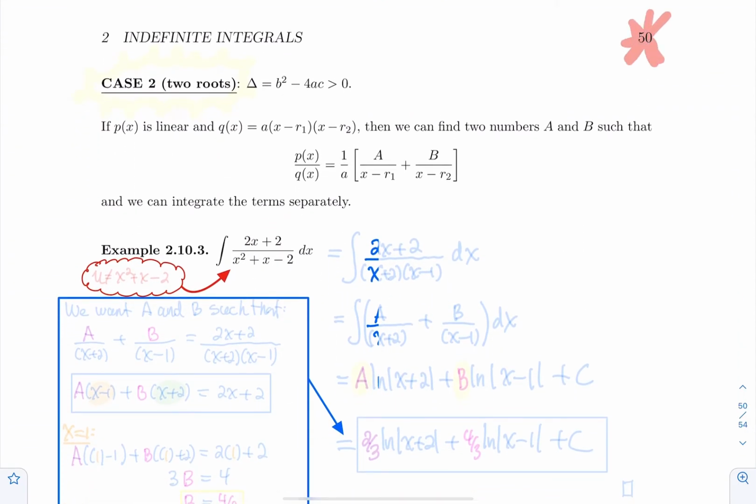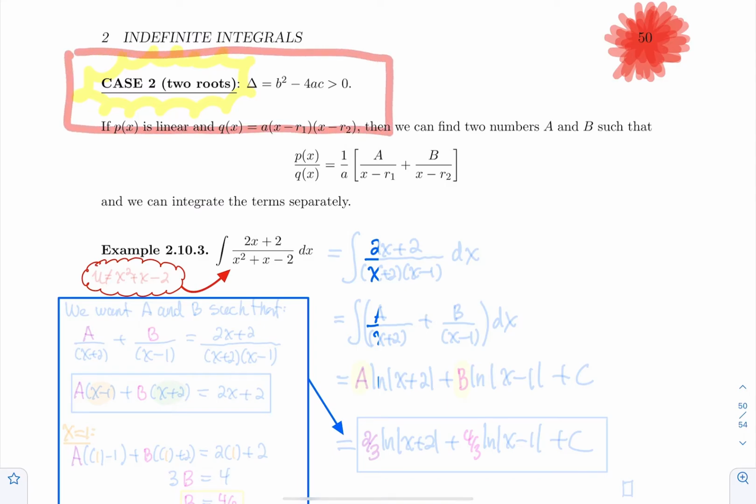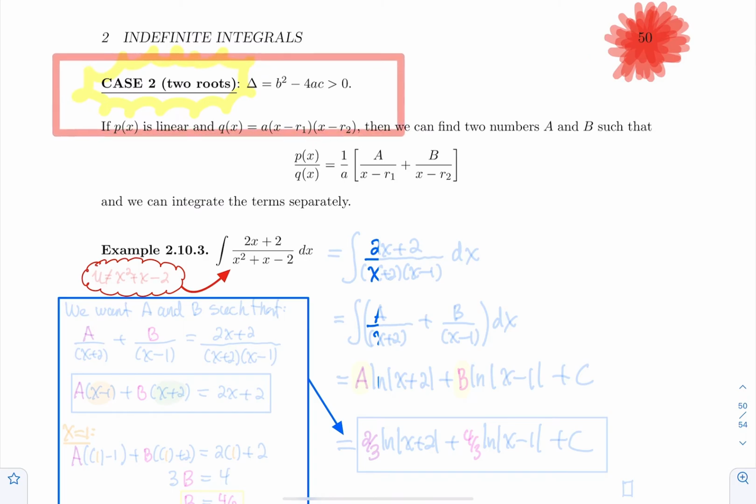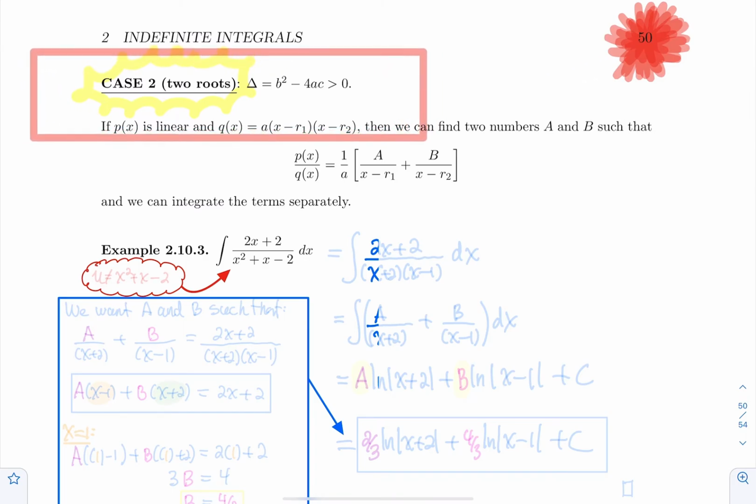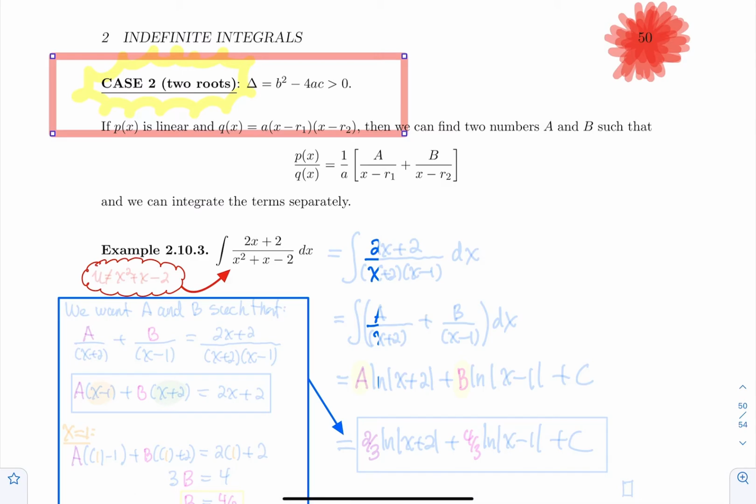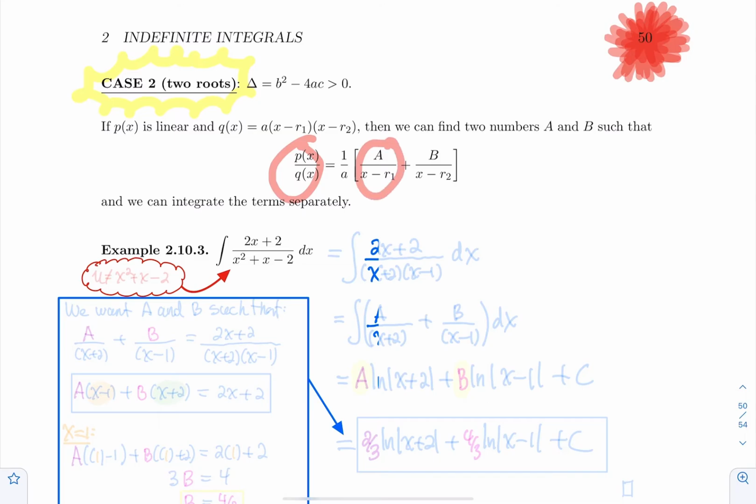This example is the reason why this section is called partial fraction. So case 2, the reason why I call this case 2, is because it's the case when the denominator has 2 roots. In other words, if you want to be fancy, the discriminant delta, so b squared minus 4ac, is strictly positive. So in that case, what's really amazing is that you can rewrite your question as the sum of 2 mini fractions. And these 2 mini fractions can be integrated very, very simply.